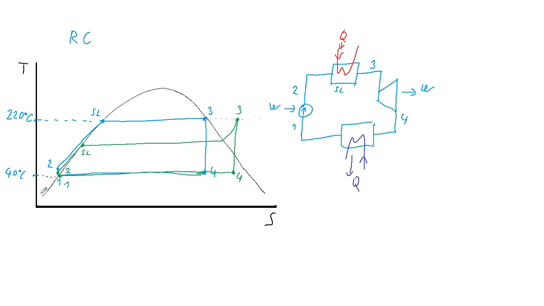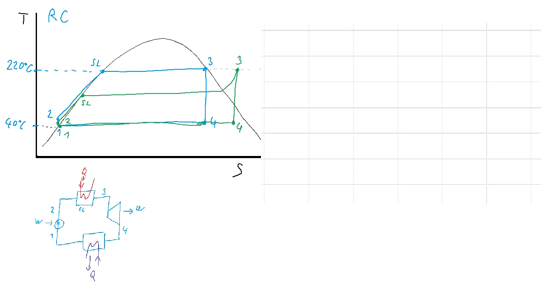Now let's draw a table with the parameters in each node of the cycle. So let's start with the blue cycle, with the working fluid being water.